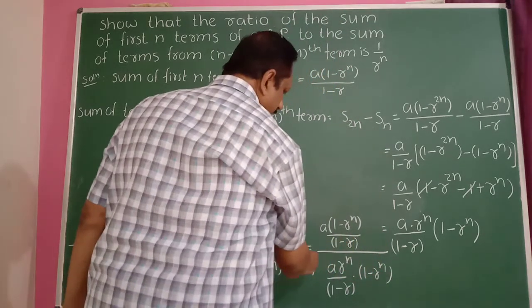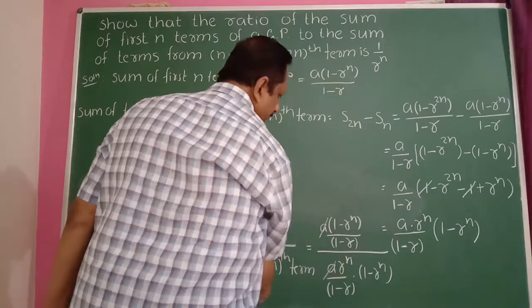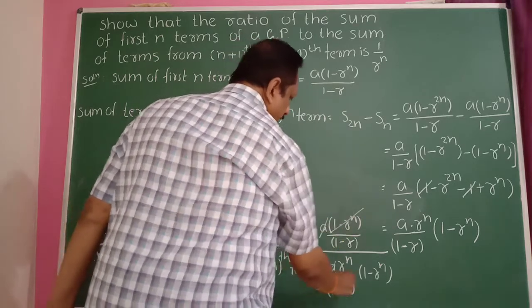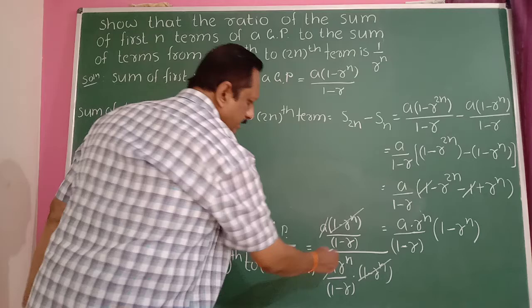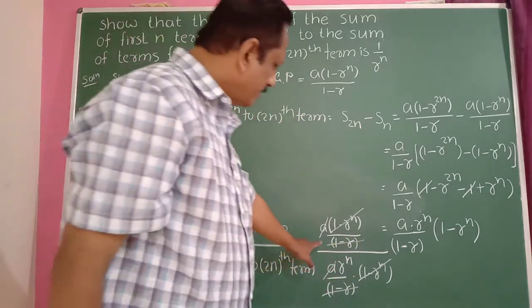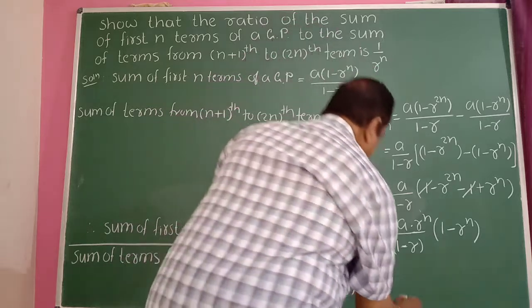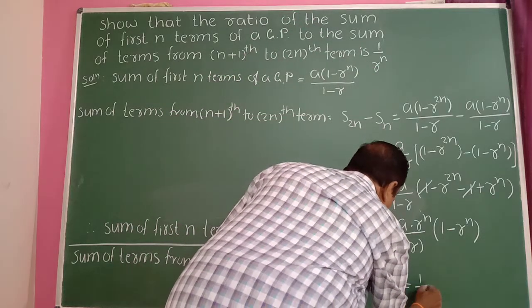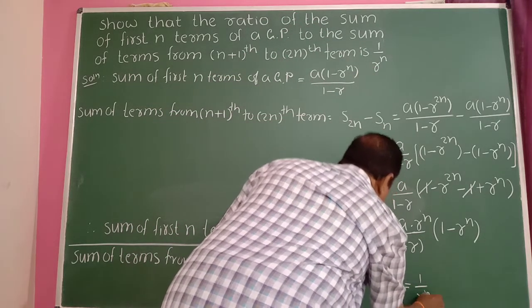Okay. Here a and this a cancel. 1 minus r to the n, 1 minus r to the n cancels. 1 minus r, this 1 minus r gets cancelled here. Remaining is 1 upon r to the n. Therefore, this is equal to 1 divided by r to the n.